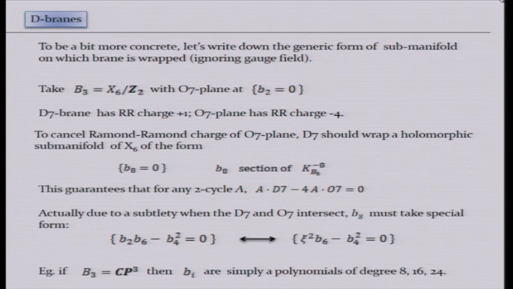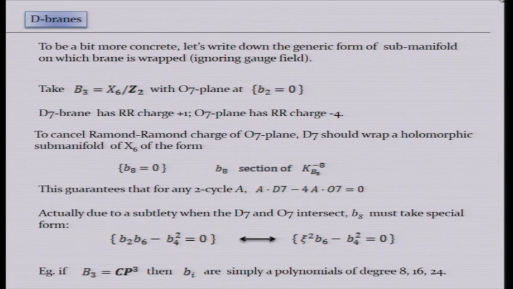Okay, so you need a certain number of D7 branes to cancel the Ramond-Ramond charge of this O7 plane. Otherwise, it doesn't work. You can't satisfy Gauss's law for the Ramond-Ramond fields. And the way that works out is that the O7 plane is wrapped on b2 equals 0. Then I need the D7 brane to be wrapped on a manifold of type b8 equals 0, where b8 is a section of K_B3 to the minus 8. So it was minus 2 for b2 and minus 8 for b8.